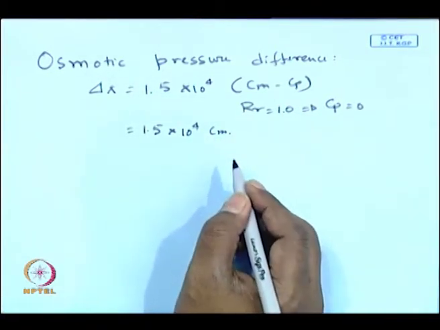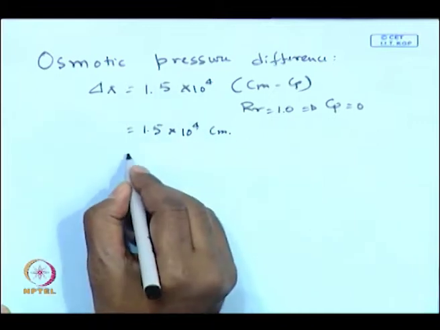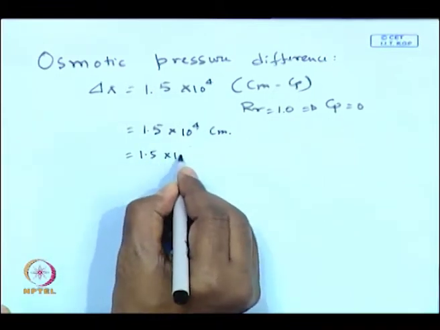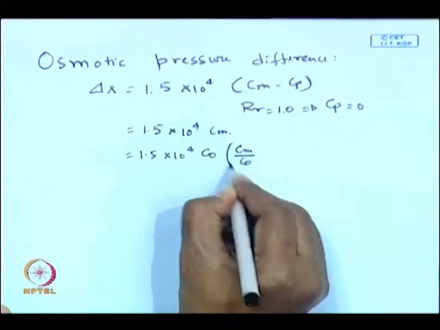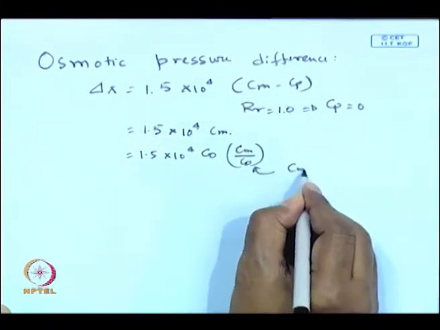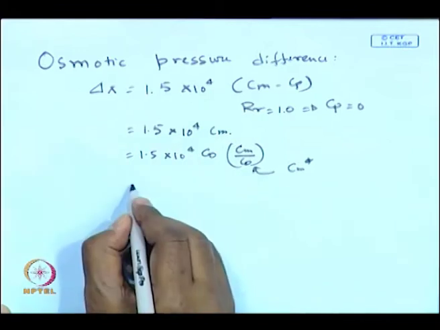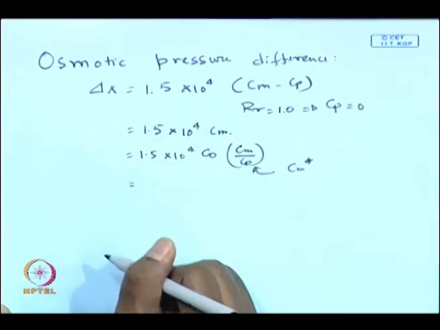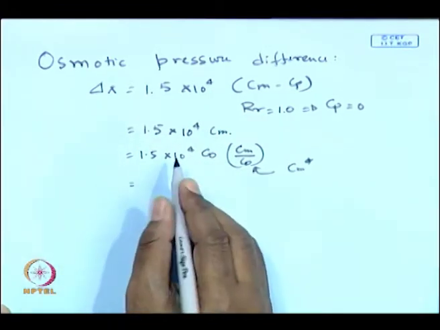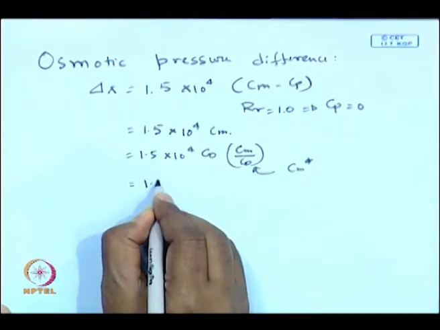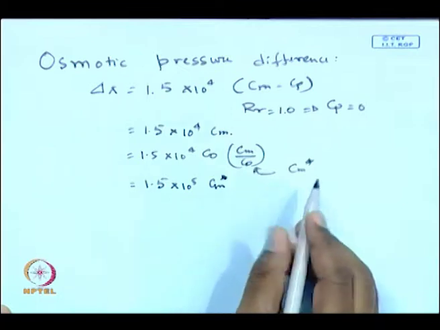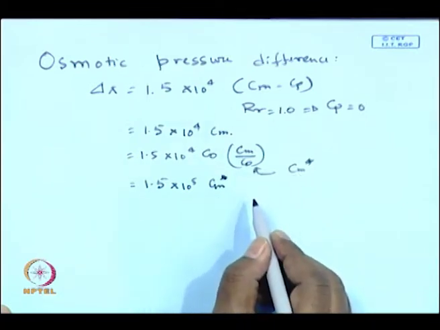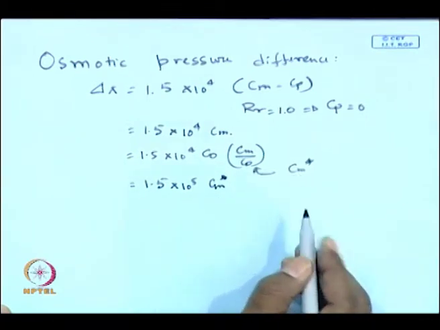You can make it non-dimensional, that means you multiply and divide by C naught. So, this will be cm by C naught, and this will be nothing but cm star. If you put the value of C naught, that will be 10 kg per meter cube. So, delta pi will be 1.5 into 10 to the power 5 cm star, where cm star is nothing but the non-dimensional concentration on the membrane surface.